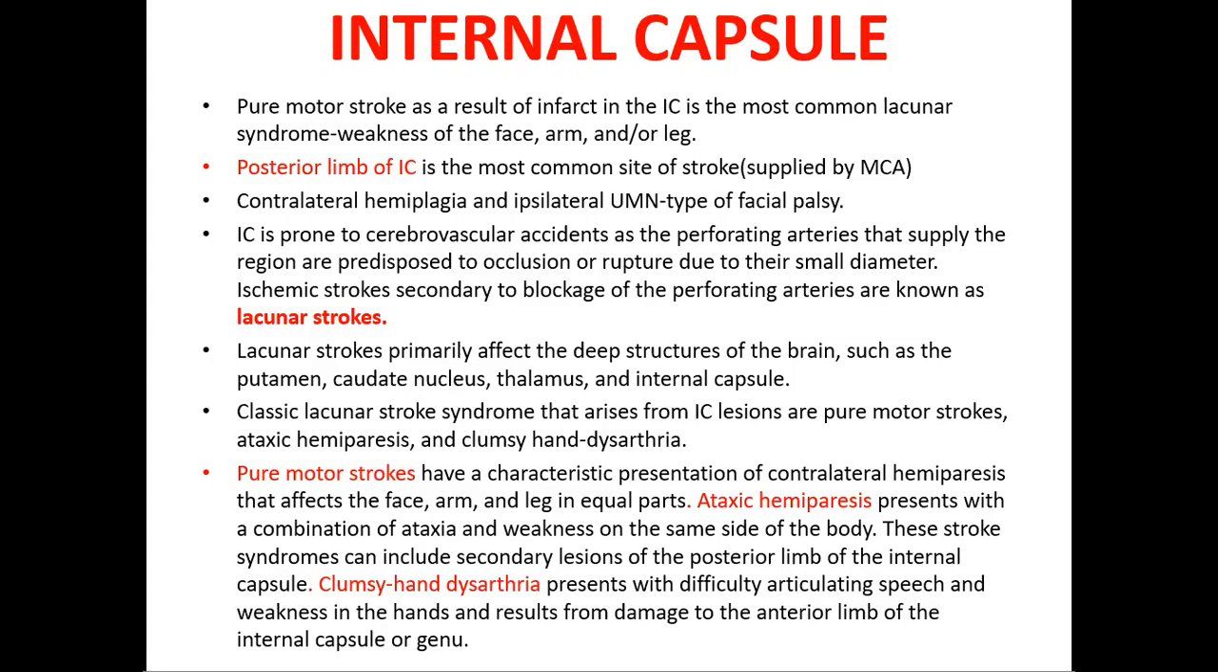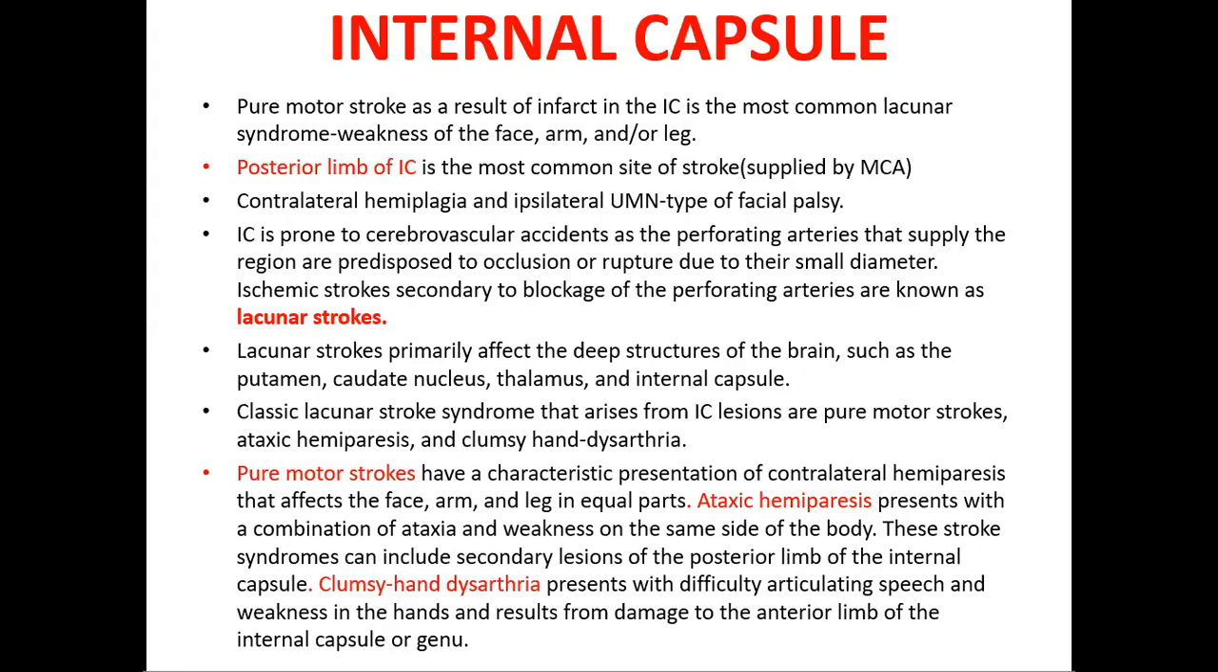If there is a lesion in the anterior limb, there can be confusion, impaired attention, agitation, dysarthria. If there is a lesion in the genu region, the involved structures are the face and the tongue: weakness in the facial muscles and the tongue muscles, in addition to dysarthria. Like this, we can see different types of pathologies in different parts of the internal capsule.